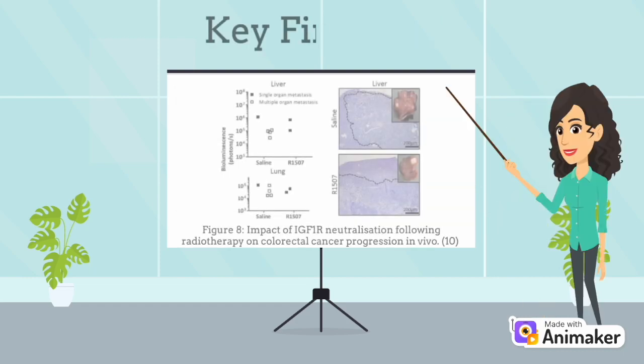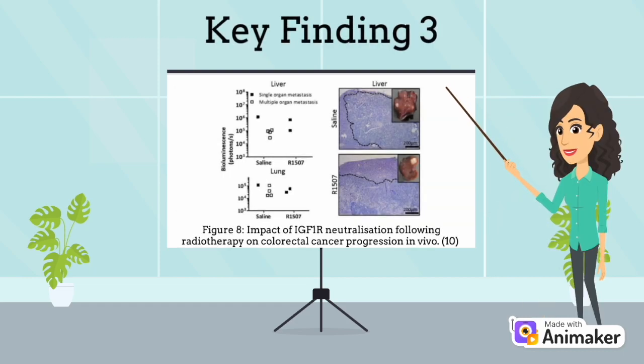And finally, R1507 following radiation significantly reduced the number of mice with metastasis, as it not only stimulates cell death in colorectal cancer cells in laboratory settings, but also leads to improved outcomes in live animal models. So, the best way to reduce mice with liver metastasis isn't radiation-only treatment, but the use of R1507 monoclonal antibodies following radiation. The figure shown displays how R1507 significantly reduced the mice with liver metastasis compared to the radiation-only treatment.